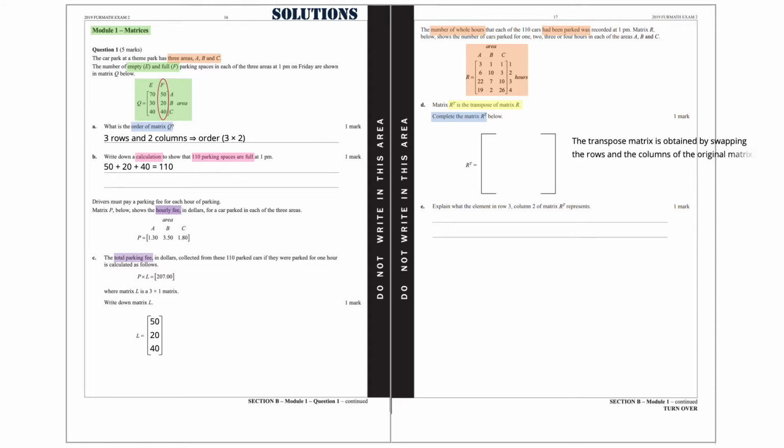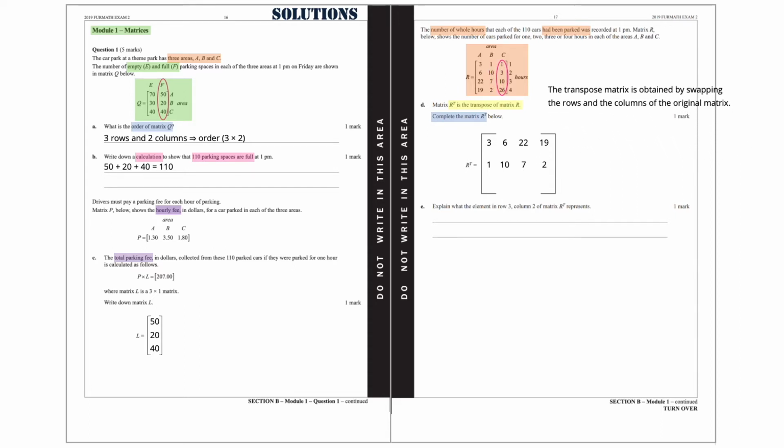So column 1 in matrix R becomes row 1 in matrix RT, that is 3, 6, 22, 19. Column 2 in matrix R becomes row 2 in matrix RT, that is 1, 10, 7, and 2. And column 3 in matrix R becomes row 3 in matrix RT, 1, 3, 10, and 26.